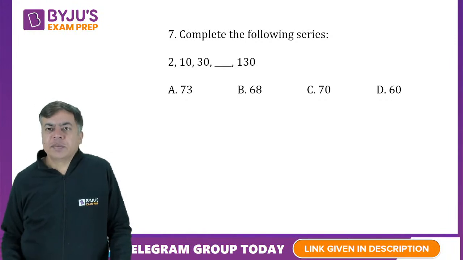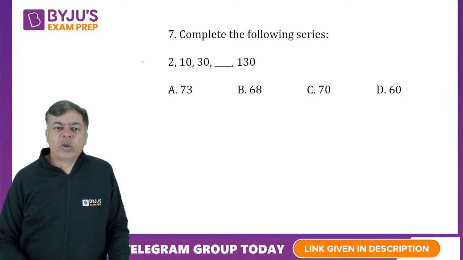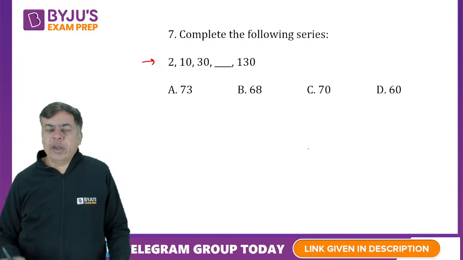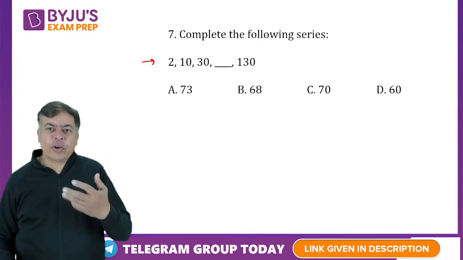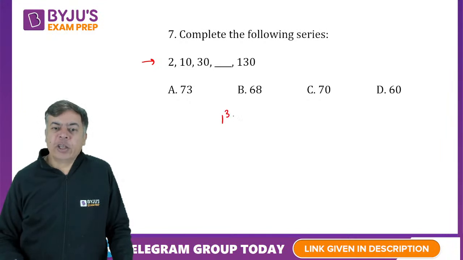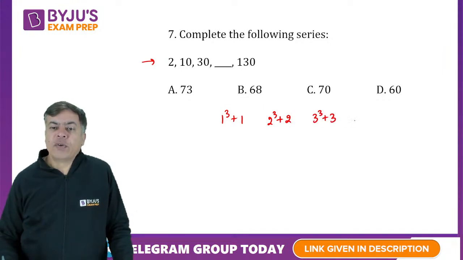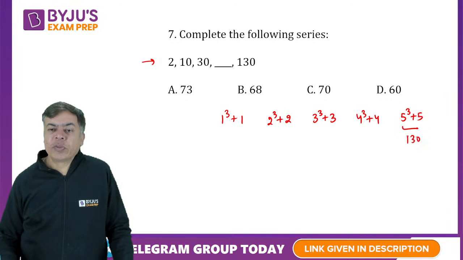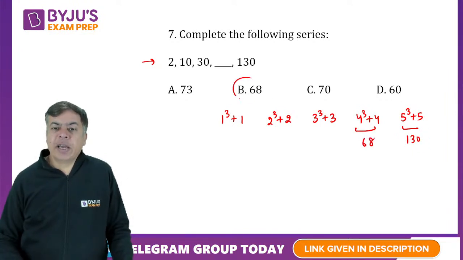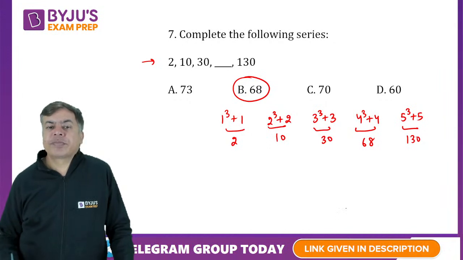Okay, again a series. This is a common series. You can take the differences also, but I would suggest that you get the series directly with the help of cubes: 1 cube plus 1, 2 cube plus 2, 3 cube plus 3, 4 cube plus 4, and 5 cube plus 5. Now this is 130, so this has to be 68. That will be my correct answer. This is 2, this is 10, this is 30.